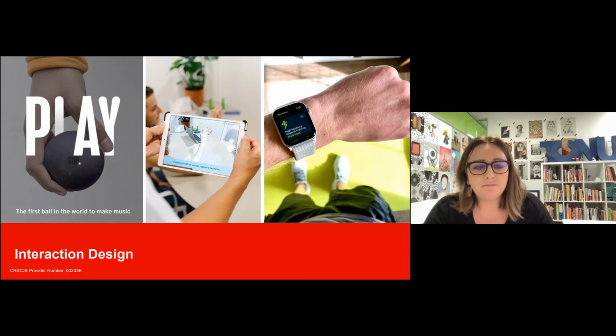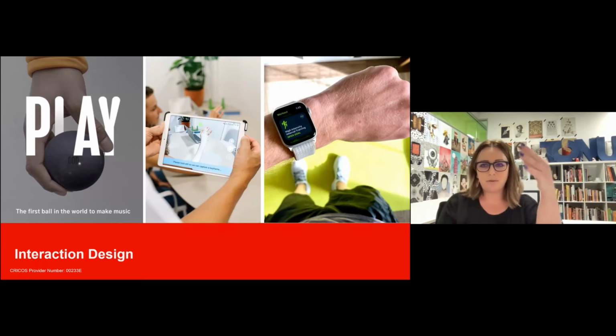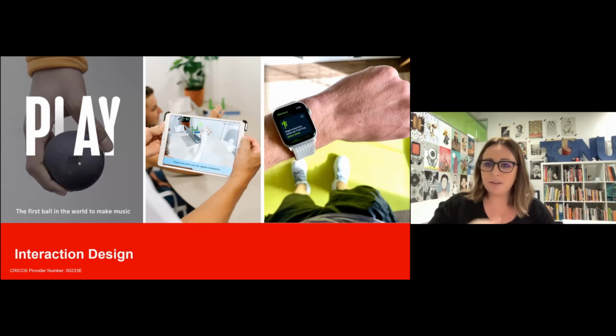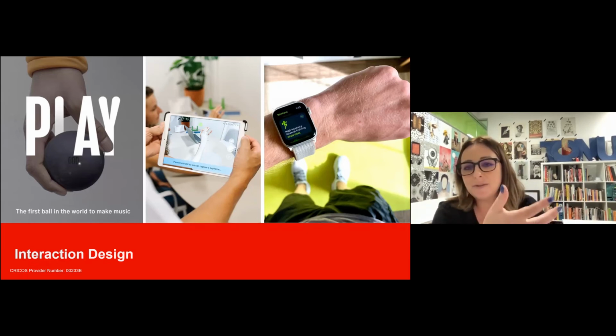And the one with the ball on the left that says play, this is really interesting to me. I've got a colleague who works a lot in digital music or electronic music, and there are always these different objects that make different sounds. This ball is actually, as it says there, the first ball in the world to make music. Every time you throw it or you catch it or you hit it against something, it creates a beat like a drum. So if you've got a rhythm, it's essentially an instrument. And it's also reacting to the surface that it touches and your hand. So amazing, right? It's crazy.